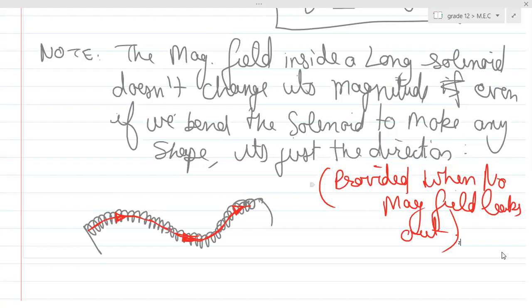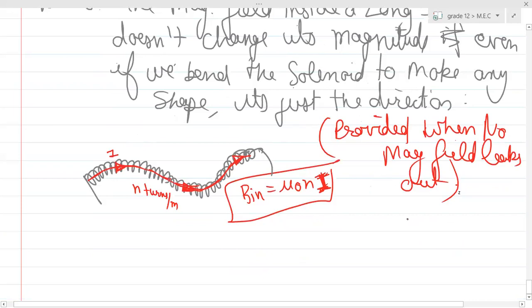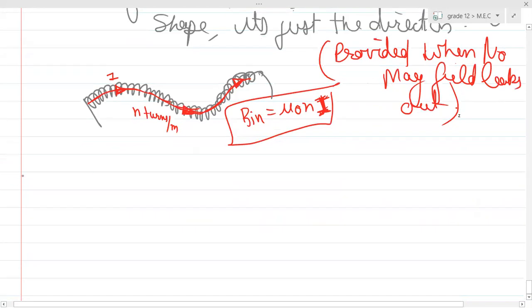Here also the magnetic field inside will be how much? B inside will be mu naught into N into I, right? I is basically the current and N is N turns per meter. But please remember the direction you can change accordingly by twisting the solenoid only when the magnetic field is not leaking out. Is this clear, guys?